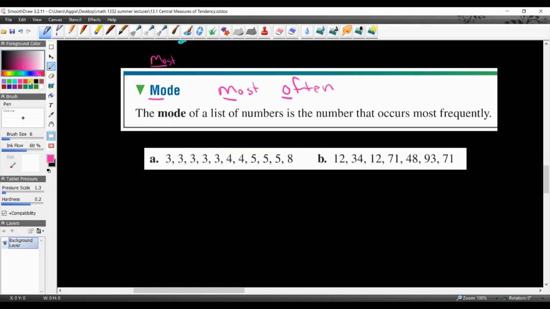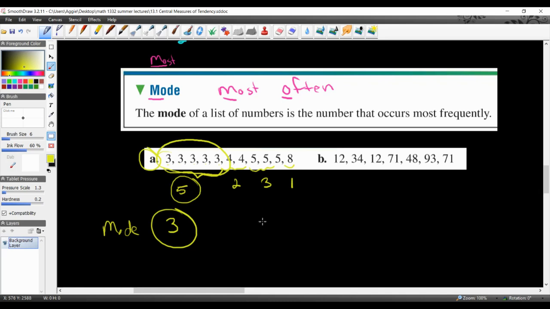So let's see for letter A. Okay, we have 1, 2, 3, 4, 5 threes. So I'm going to do it kind of like this. We have 5 of these. Okay, we have, let's see, 2 fours, 3 fives, and only 1 8. So it looks like this is the biggest one. So the mode for A is just, oh, not 5. What am I thinking? The mode is 3 because this is the one that comes out the most often.